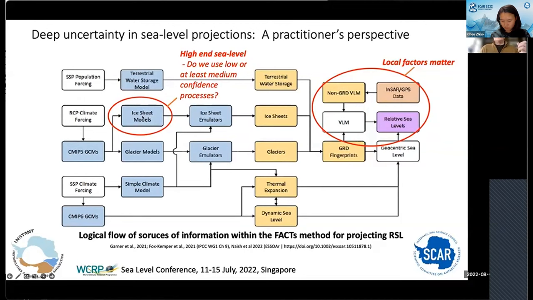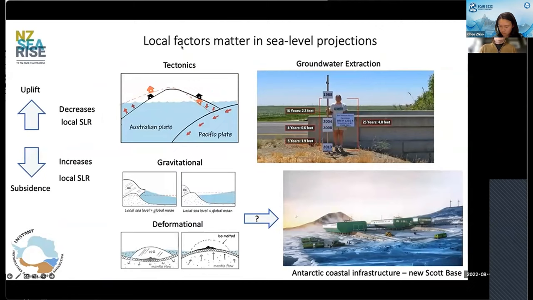They also need regionalized information, and local factors matter, such as vertical land movement, whether that's through subsidence or through tectonics, which can offset the effect of sea level rise or increase the rate of sea level rise. So just briefly on local factors, and it'll become apparent why this is relevant to Antarctica soon, a significant contribution to relative sea level rise is coming from urbanization and groundwater extraction. Parts of cities like Tokyo have subsided by 4 meters. There's an example from California, where there's been 1.5 meters of subsidence due to groundwater extraction.